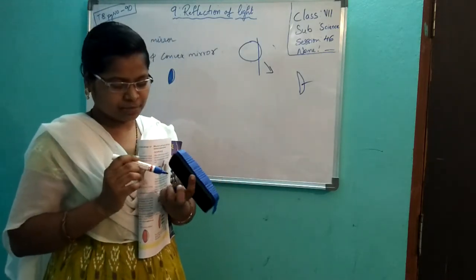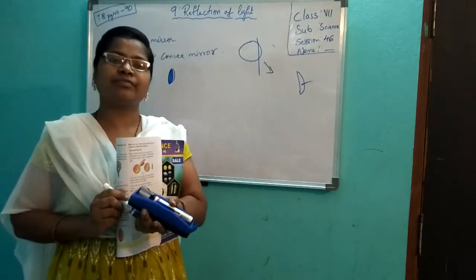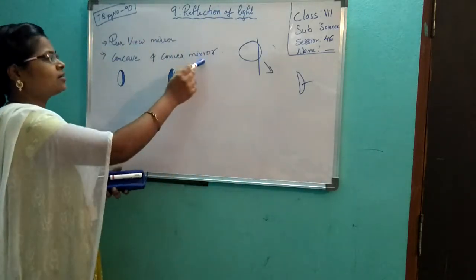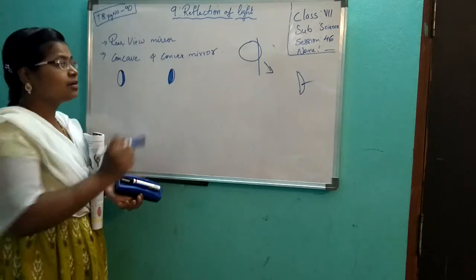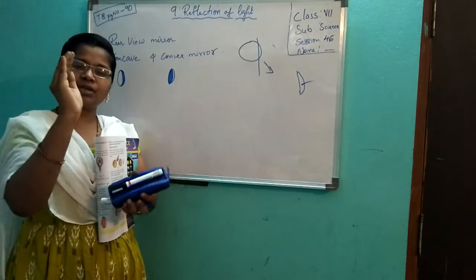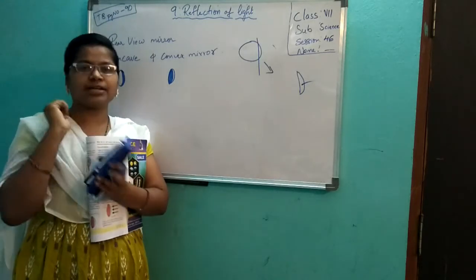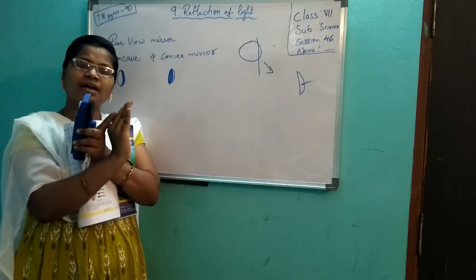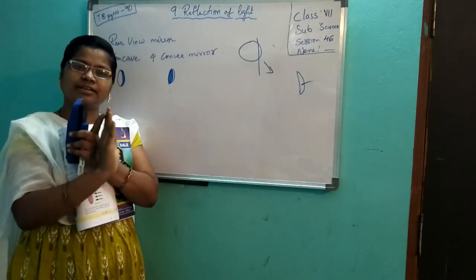I will be explaining some other things. We have two different types of mirrors: concave mirror and convex mirror. What are they? Concave mirror will be like this. Here, this side you can see. Convex mirror is also like this, but the facing side is this side.